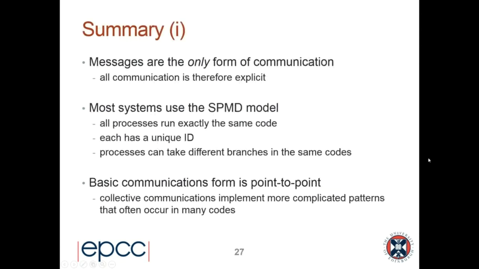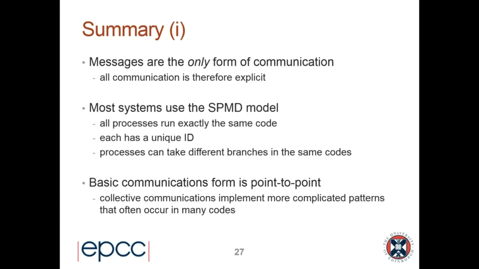So, summary: in MPI and message passing, messages are the only form of communication. All communication is therefore explicit. Programs run on their own, just sitting on your laptop or the node of a computer running away, and the only time they can possibly do communication is when they explicitly issue a send or a receive.